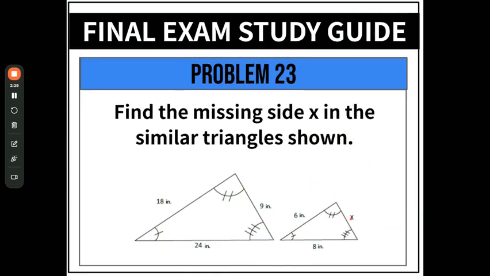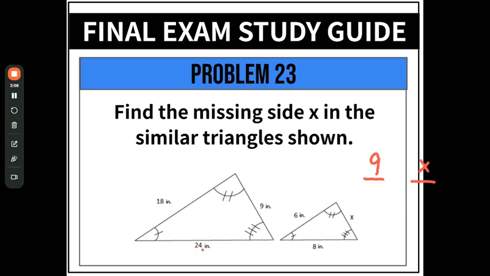Find the missing side x in the similar triangle shown. Alright, so we've got a missing side here, and we know that they're similar. So because we know that they're similar, we can set up a proportion of the sides. It's meaning that this side is proportionate to this side is proportionate to this side. So what is a proportion? Well, it's just two fractions that are set equal to each other. So these two sides right here are proportionate to each other, so I'm going to put them both on the top. So 9 and x, which we don't know.